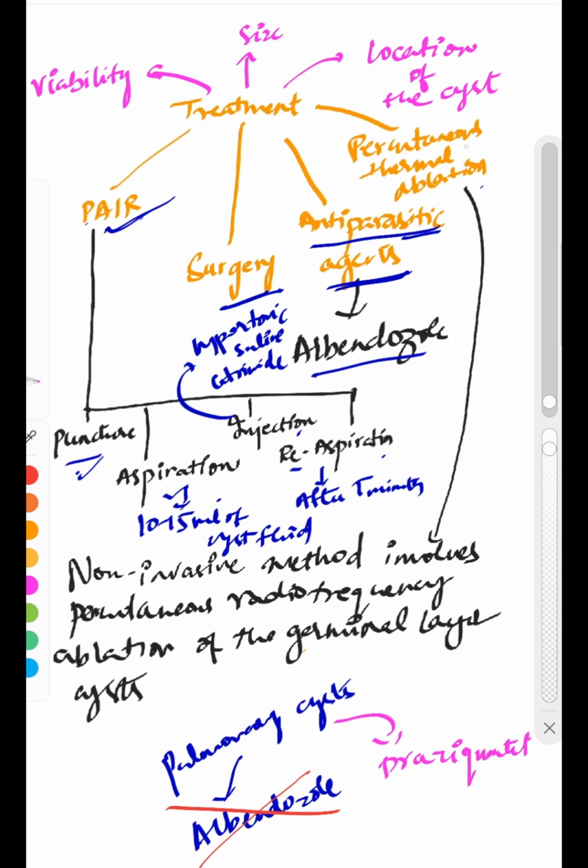And next, percutaneous thermal ablation. What is it? It is a non-invasive method that involves percutaneous radiofrequency ablation of the germinal layer of the cyst. So this is about cystic echinococcosis, or hydatid disease.